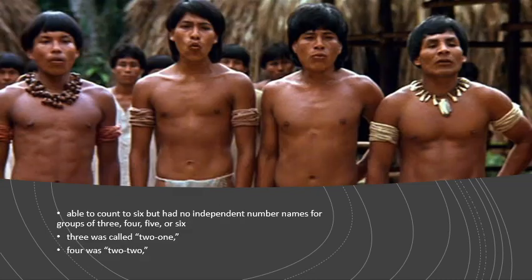Now, this picture here is a picture of a native tribe also in the Amazon in Brazil. So this group of people were able to count to six, but they had no independent number names for groups of three, four, five, or six. So if you are going to refer to the number three, you term it as two, one. If you are going to say that you see four snakes, you say I see two, two snakes. So that's how they counted.